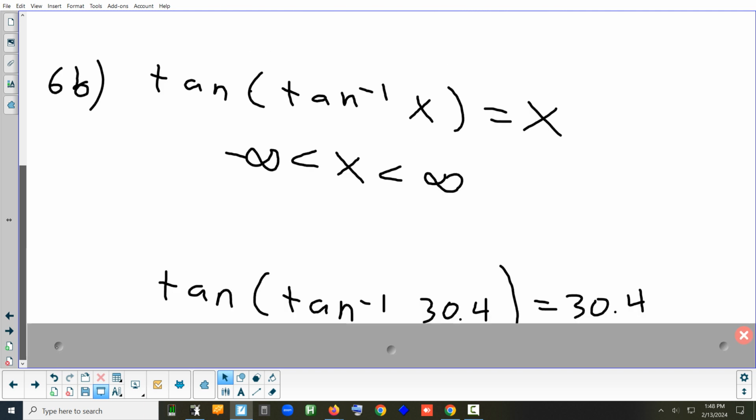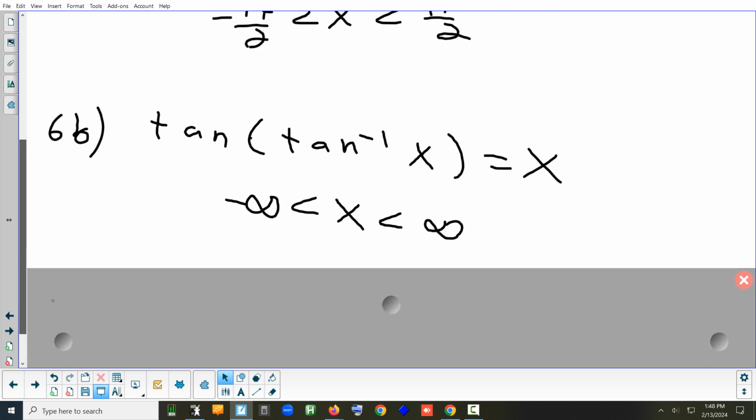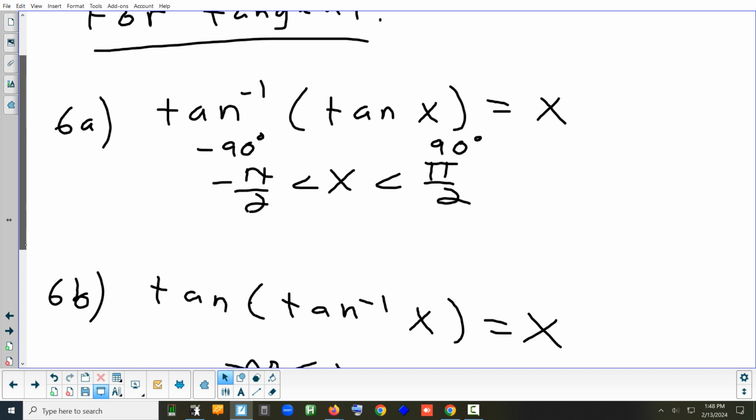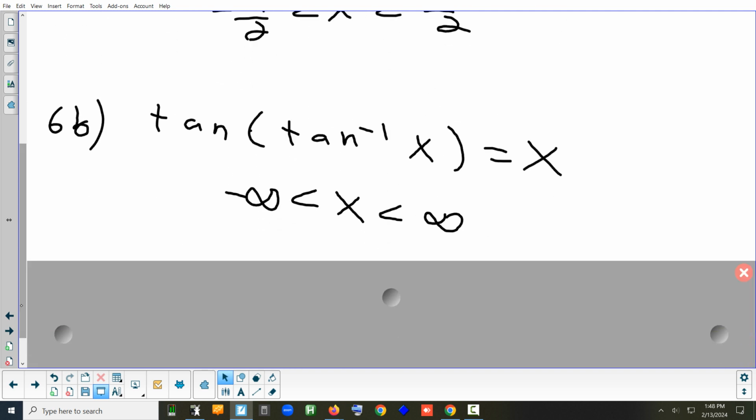Negative infinity to infinity, which effectively means there is no restriction. X can be any real number, and this formula always works. So when the inverse tangent is on the inside, you shouldn't even think about it. It always works.